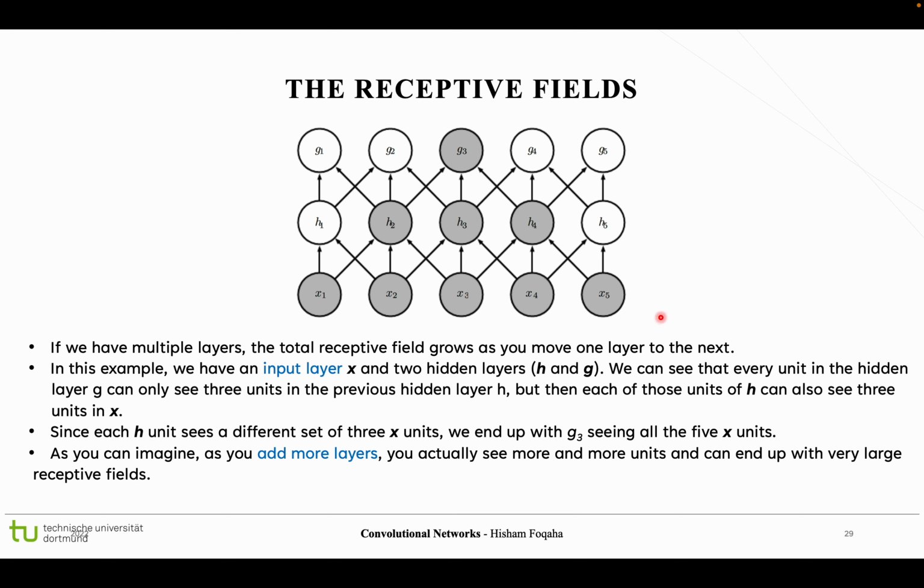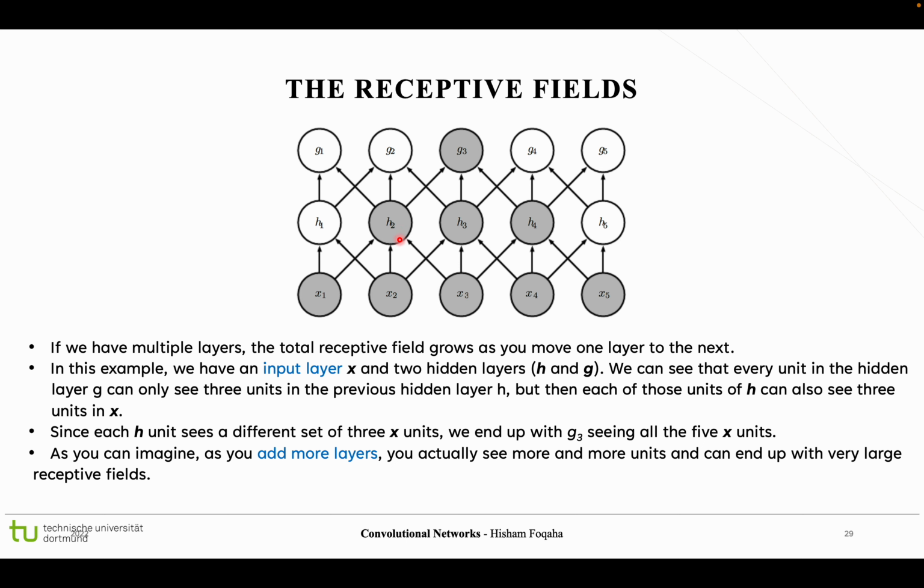We can see that every unit in the first hidden layer H can only see 3 units in the previous layer. So H2 can see only X1, X2, X3, and as well for hidden layer 2, G3 can only see 3 units in the previous one.